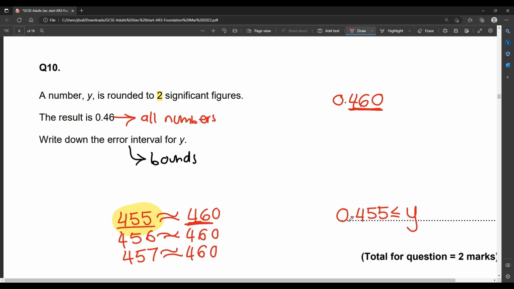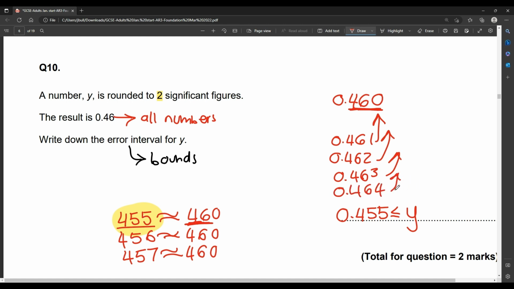Then we want to know the biggest number that rounds down to 0.46. If I had 0.461, that would still round down. 0.462 would round down. 0.463 would round down. And we can keep going like that. The biggest number that would round down would be 0.464. So we say everything less than 0.465 would round down.